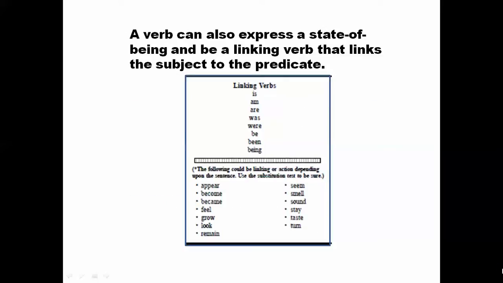A verb can also express a state of being and be a linking verb that links the subject to the predicate. The linking verbs include is, am, are, was, were, be, been, being. And then there's a group of verbs that can be action or linking depending upon the sentence: appear, become, became, feel, grow, look, remain, seem, smell, sound, stay, taste, and turn.